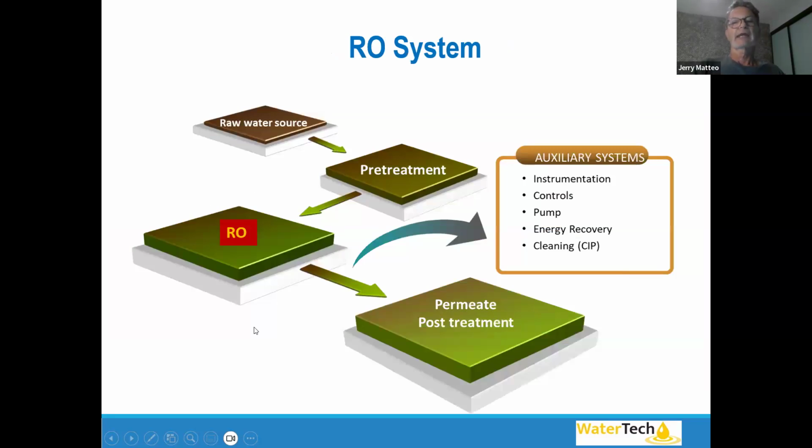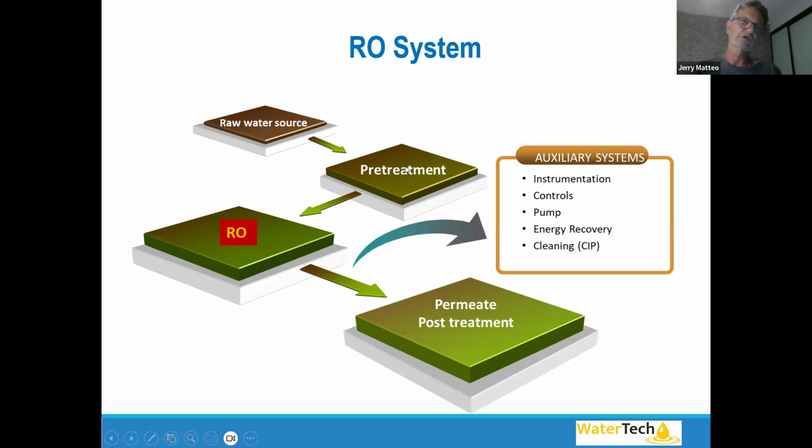So when we talk about RO, it's really one piece of an RO system. You have your raw water, and there'll be unique ways to bring your raw water to your facility. In ocean desalination, there's a whole science behind how you're going to bring your ocean water in, all kinds of intakes and where you put your intake. You want to minimize sand. So there's a whole science behind that.